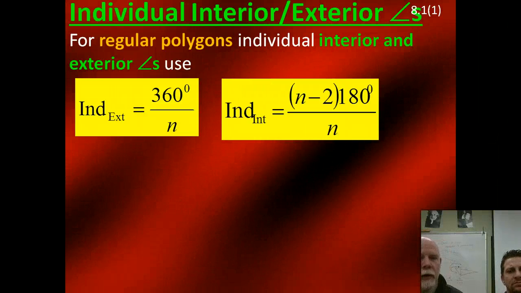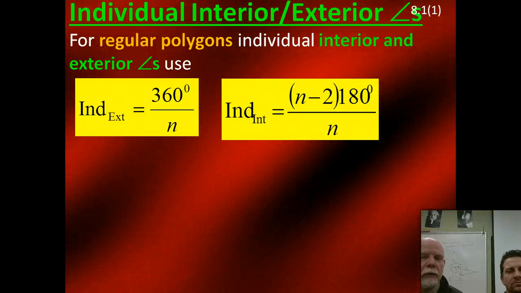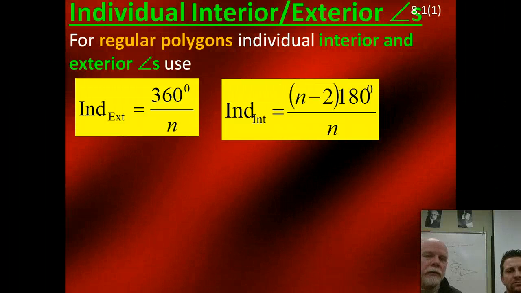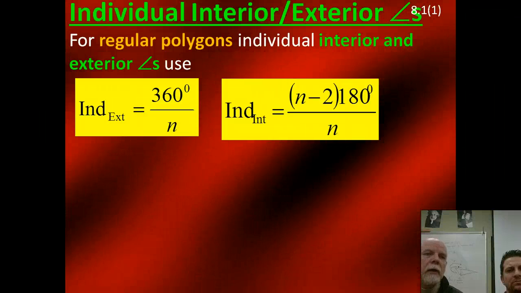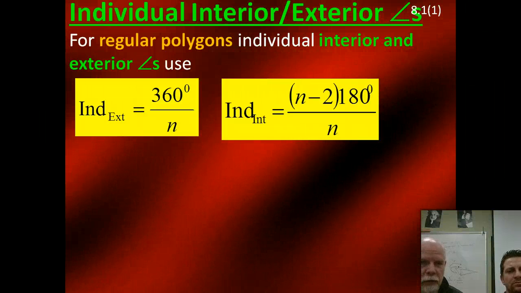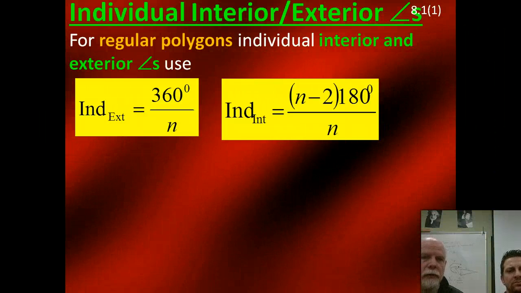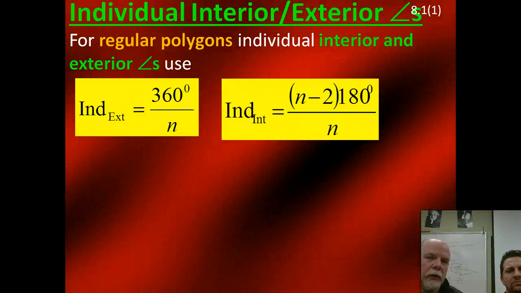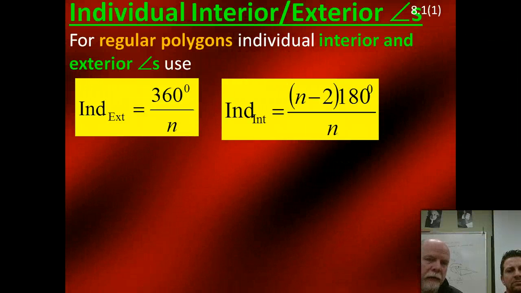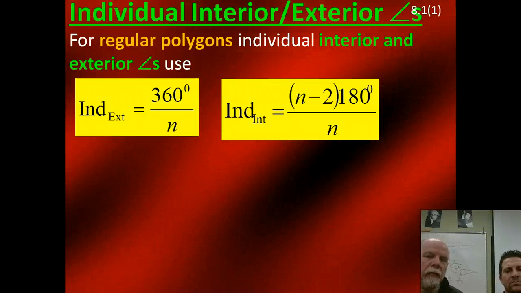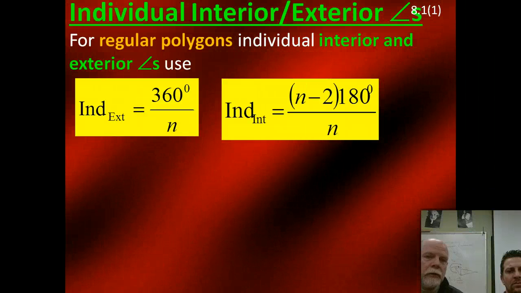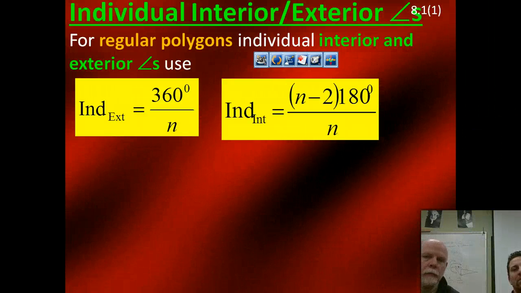And we can do the same thing with the n minus 2 times 180 formula that was the sum of all the interior angles. If we know it's a regular polygon, we know that every angle on the inside is congruent to each other. They're all the same. And so to find one of those individual angles on the interior, we would take that formula that we had before, the total of all the angles, n minus 2 times 180, and divide by how many angles we have, n. Okay? So these are two very important formulas.